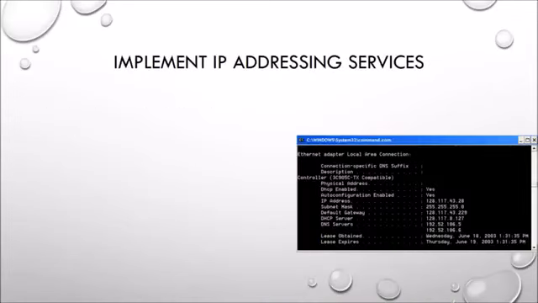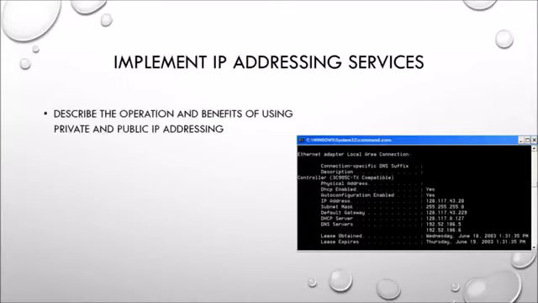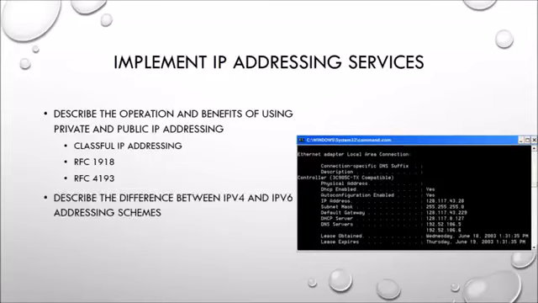Be familiar with implementing IP addressing services for both version 4 and version 6. Know the concepts of classful IP addressing, and know what RFC 1918 and RFC 4193 relate to. Be able to describe differences between IP version 4 and IP version 6 addressing schemes, including comparative address space and host addressing.